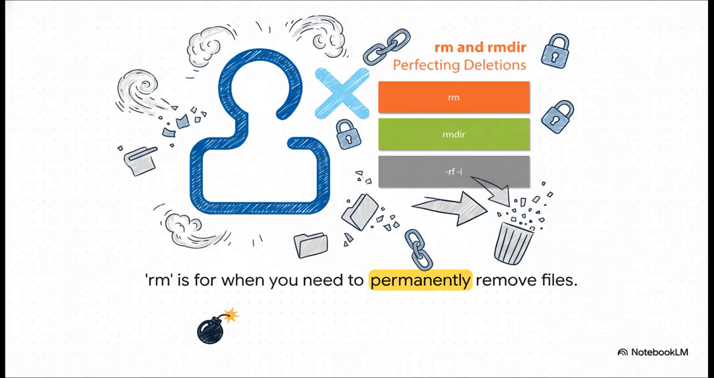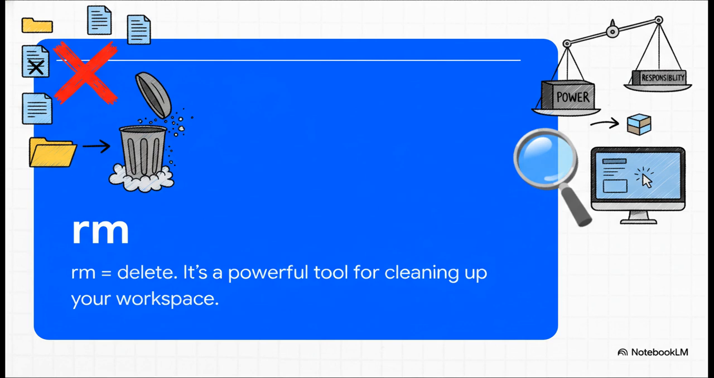Now for the other side of keeping things tidy, getting rid of junk. The RM command is your tool for removing files and directories. It is clean, it is fast, and you definitely need to use it with a little bit of respect. Okay, RM stands for remove. Now this is really important. Unlike dragging a file to the trash can on your desktop, when you use RM, that file is usually gone, like forever. There's no getting it back. It's an amazing tool for clearing out clutter, but with great power comes, you know the rest.